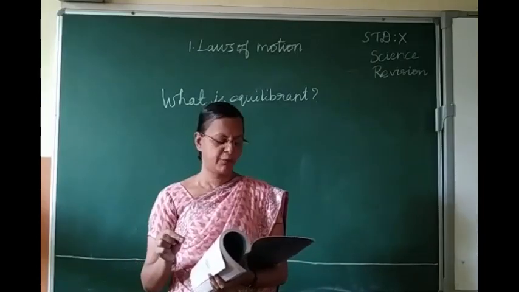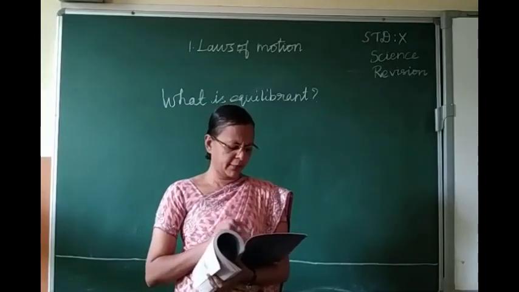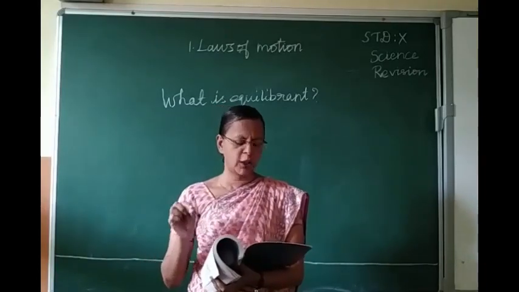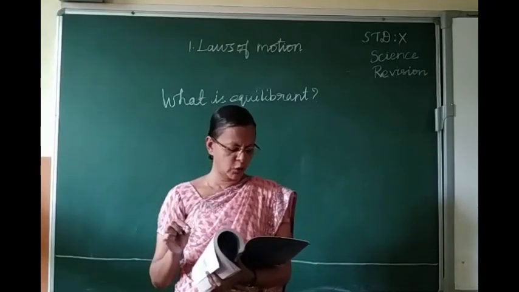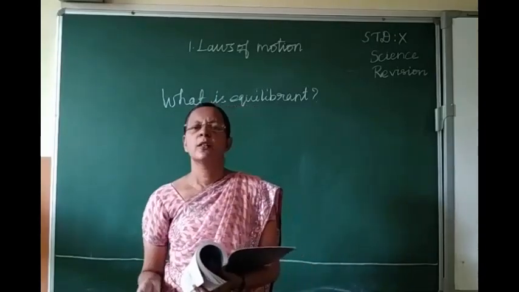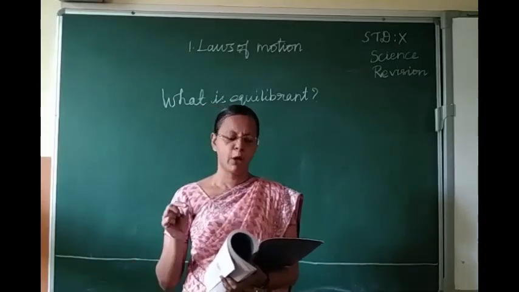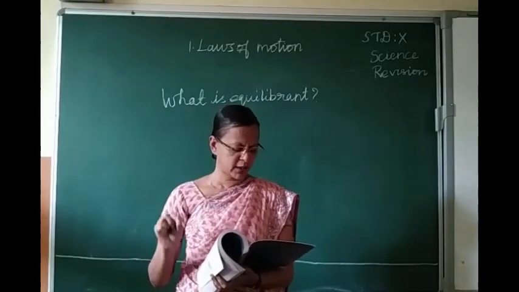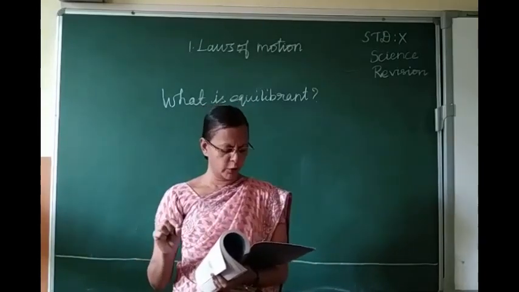The answer is on page number 4, first column. You can see that paragraph, equilibrant. The letters are in block letters. A system can be brought to equilibrium by applying another force which is equal to the resultant force in magnitude but opposite in direction. Such force is called equilibrant. All of you say along with me once more. A system can be brought to equilibrium by applying another force which is equal to the resultant force in magnitude but opposite in direction. Such force is called equilibrant.